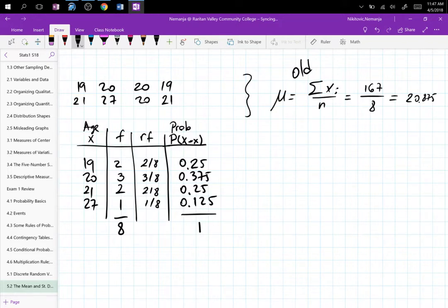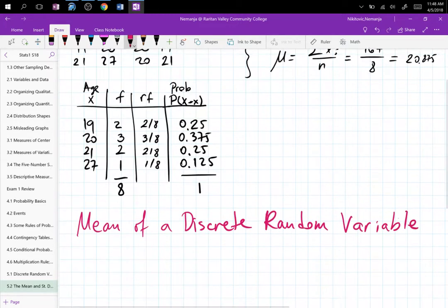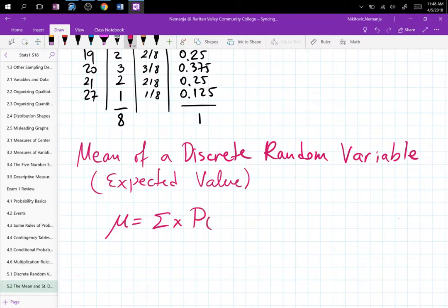So here it is in red. The mean of a discrete random variable, also known as expected value, is going to be given by the formula mu equals the summation of all x's times their probabilities.